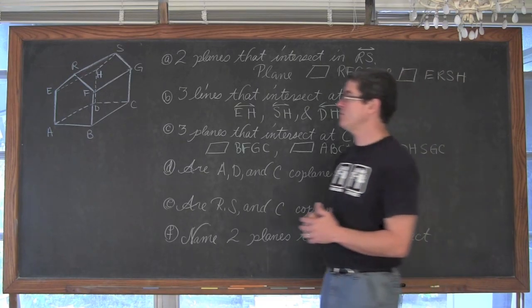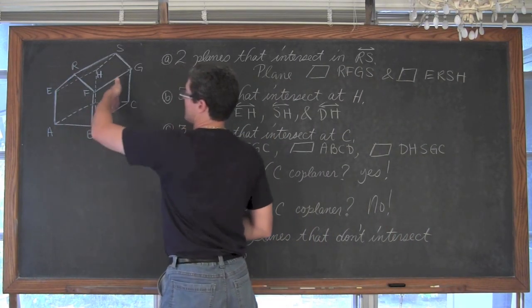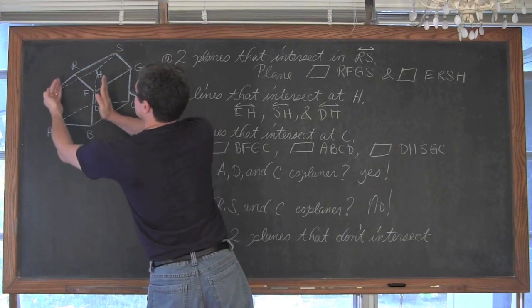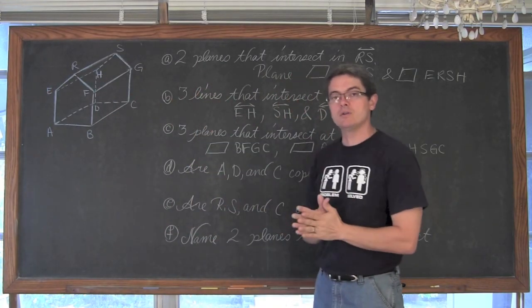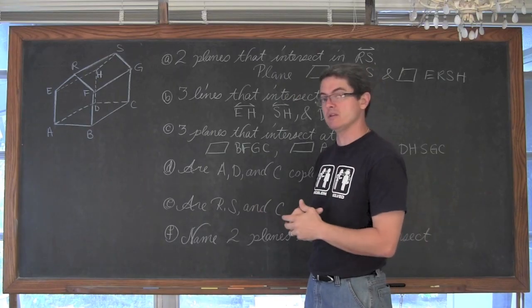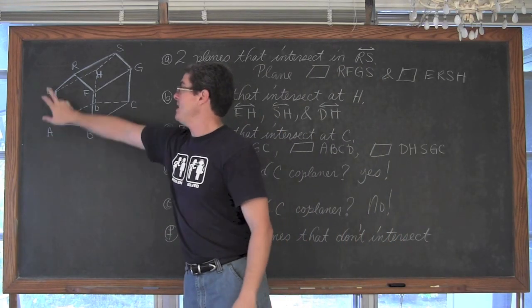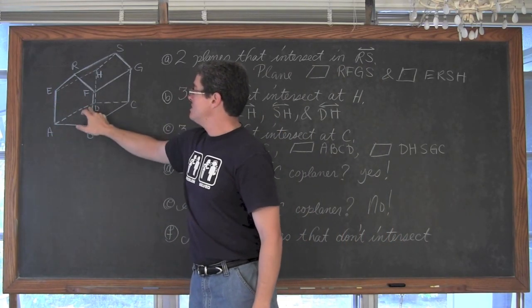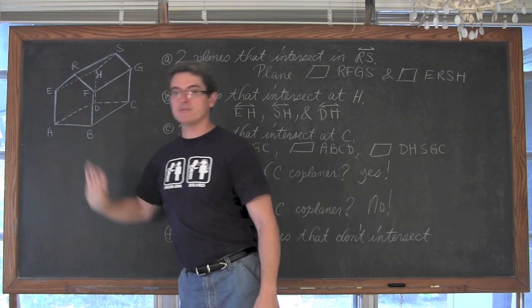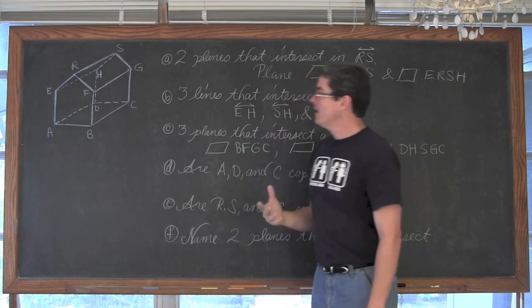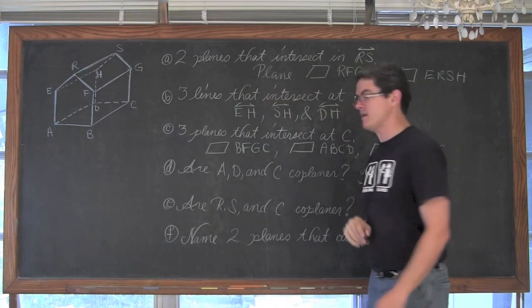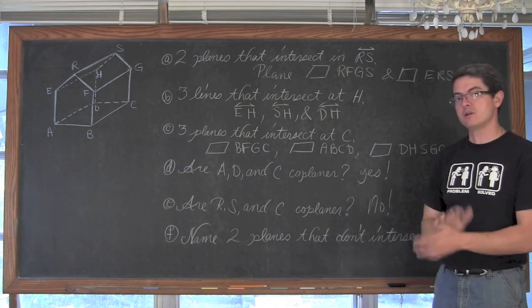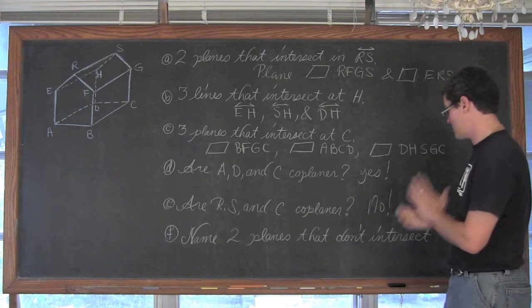Another possibility would be the left side and the right side, because unless this is convergent in the back, those are not going to intersect either. It does not appear to be in this diagram. So plane AEHD, that's the left side of this house, if you will, and the right side BFGC. That would be another possible set of answers for the last question here. Name 2 planes that don't intersect.